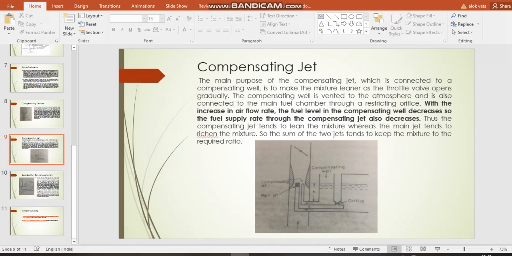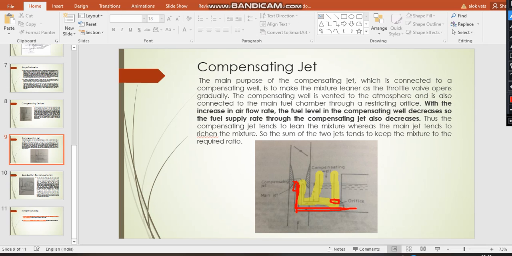The next device is the compensating jet. Now, what is a compensating jet? This is the compensating jet, which we can see in this figure. It is connected to the compensating well. It is also connected by means of an orifice, this is the orifice, to the main float chamber, and this main float chamber gives way to the main jet, and this is the discharge nozzle of the main jet.